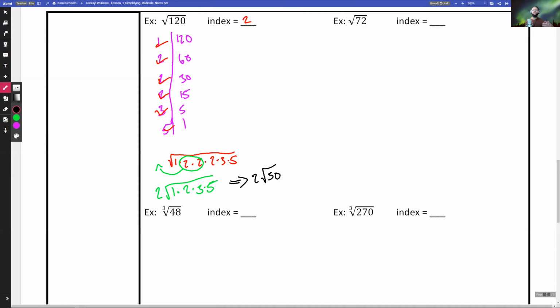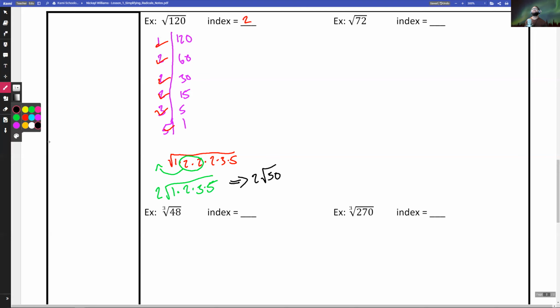Okay, so the square root of 120 is 2 square root of 30. That's what it's going to be equal to. All right, so that wasn't too bad. I'm going to do one more so you guys get an idea of what it's like for 3s, and then I'm going to leave the other 2 for you all for practice.